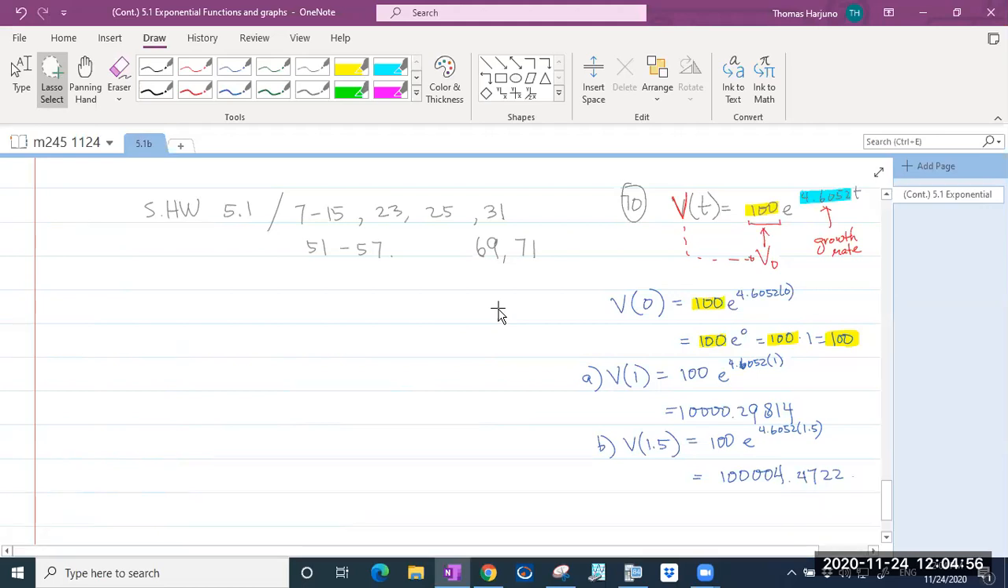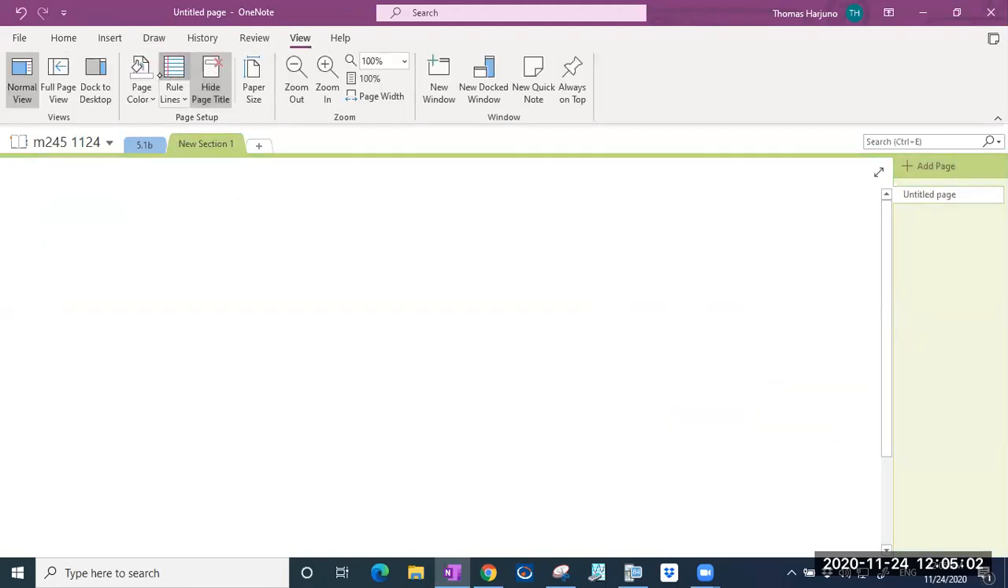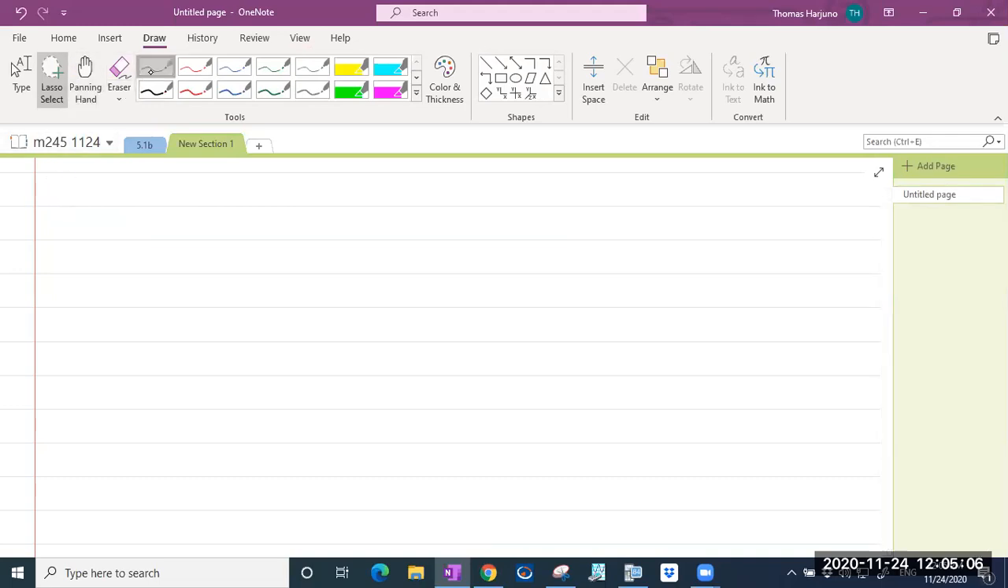Okay, but yes, that's our 5.1. Let's go on to 5.2. 5.2 is the other way around. That is the logarithmic function and graph.